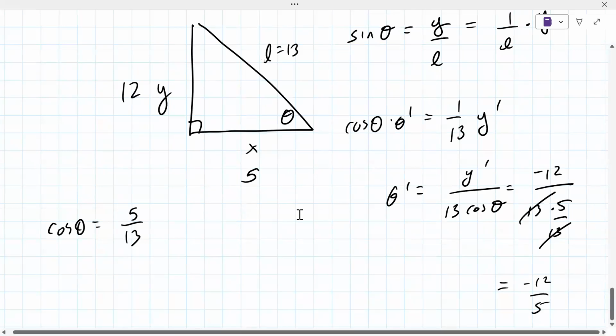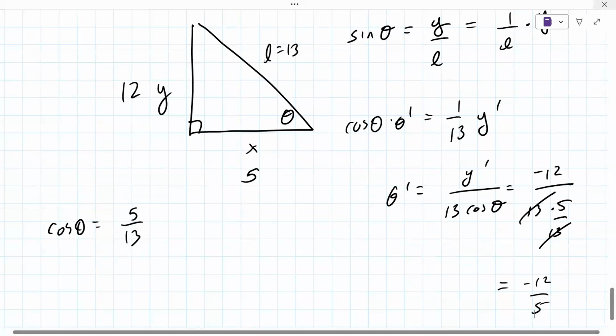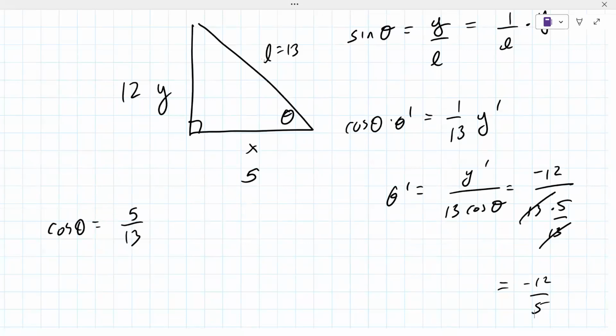How was that for you? I understand that one. Okay, right. These are almost all, well, I guess they're related rates. We got a couple more here.